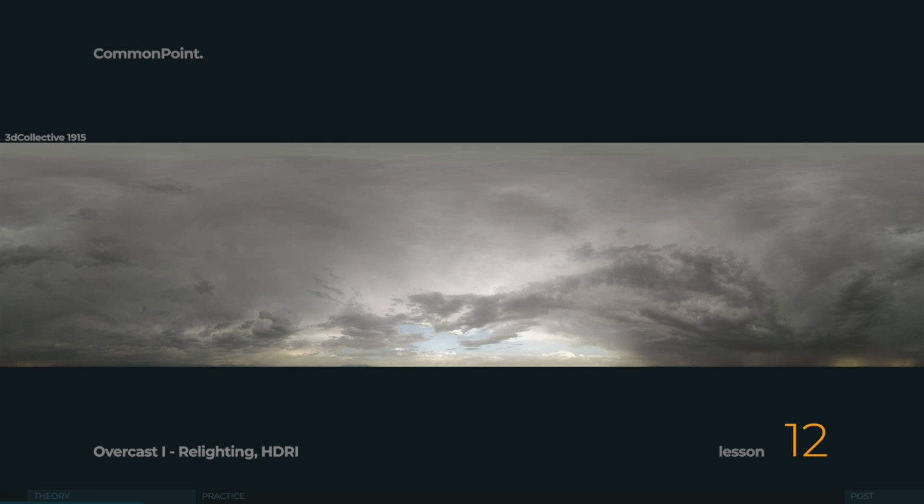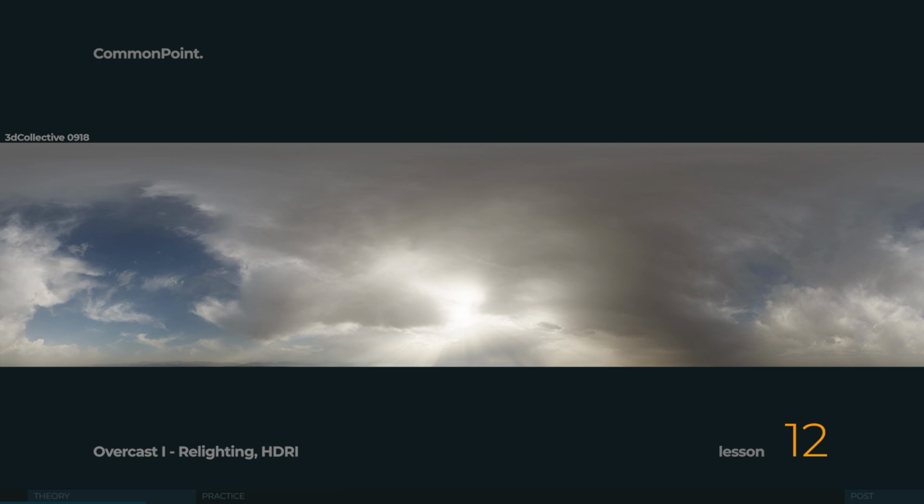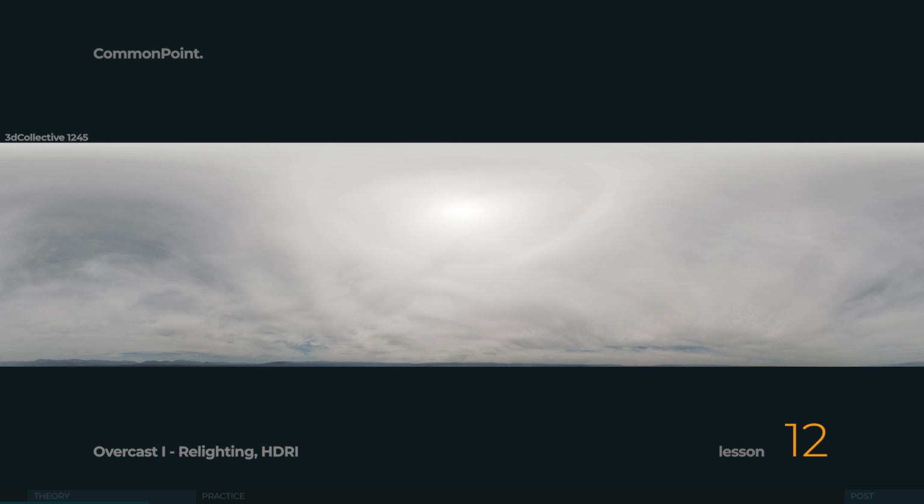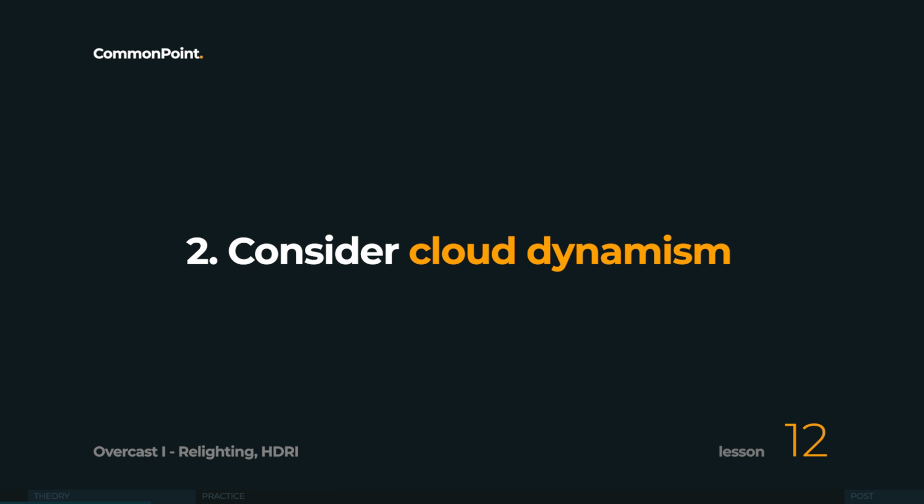Some overcast HDRIs can be quite directional. Sometimes the boundary between daylight and overcast is quite conventional with those HDRIs. Whereas here, we see that certainly these directionalities will not be there. In fact, it's hard to say whether one situation is better than the other. We have to decide what we need for the scene, what we are looking for, and which direction to go in. Secondly, we should pay attention to the cloud dynamism in our HDRI.